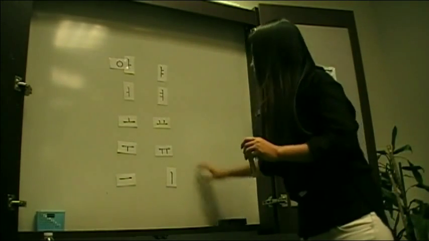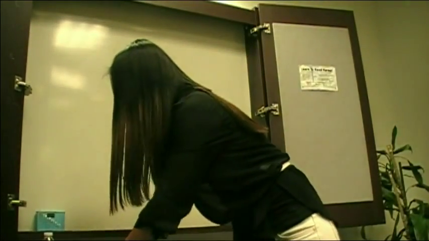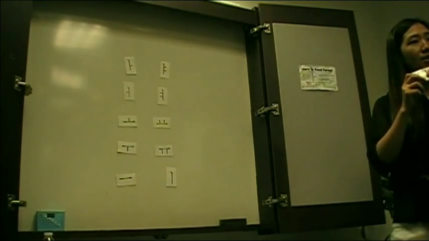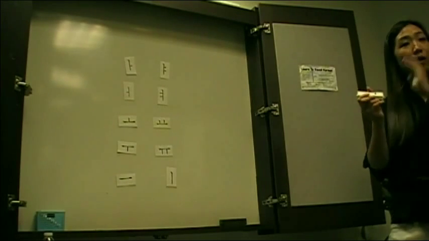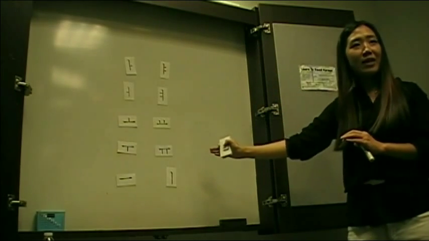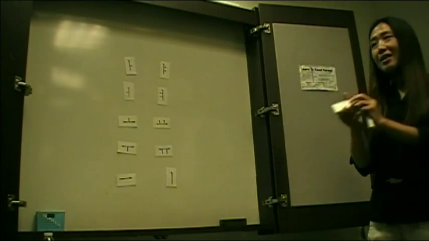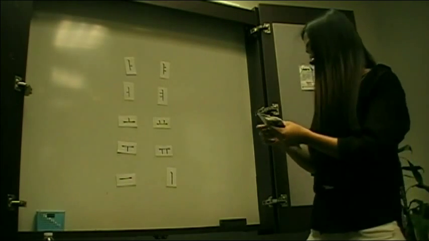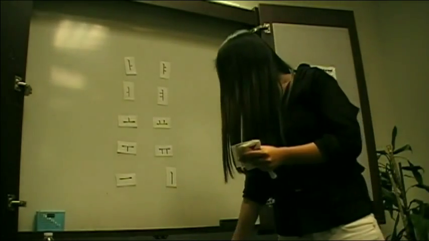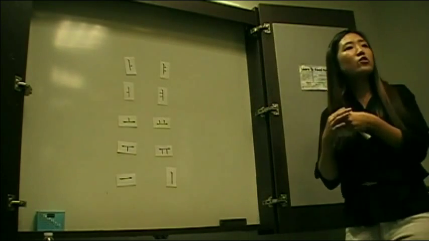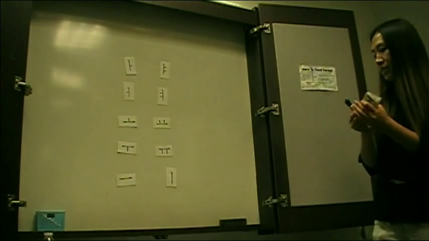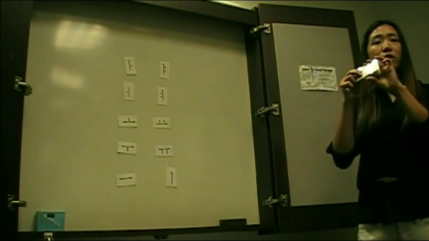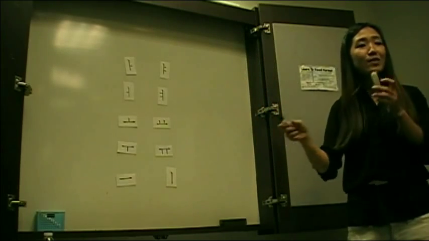So now what we're going to do is actually learn how to form the syllable. We've learned the consonants, all the basic consonants, double consonants and basic vowels. So it's time to combine the consonant and vowel to make a syllable. Korean is a syllable language. A syllable has one or two consonants with only one vowel. That makes it a syllable.